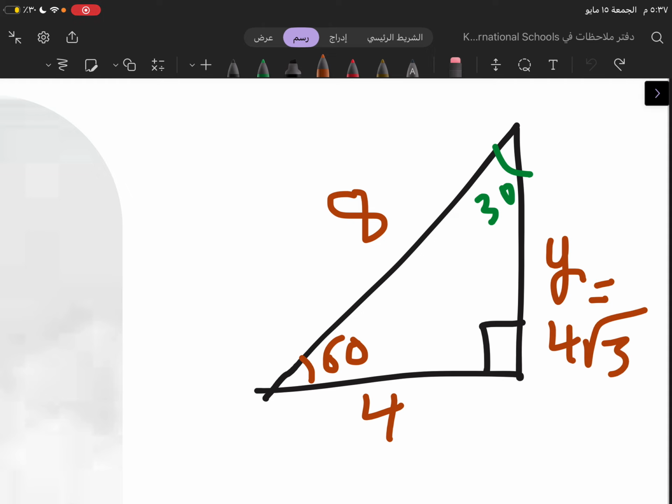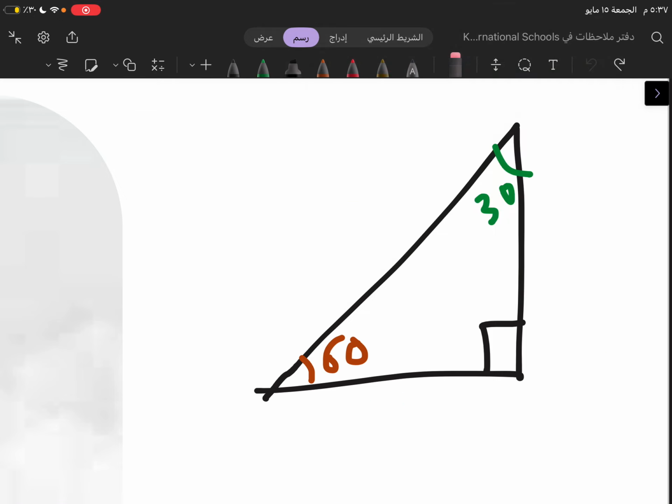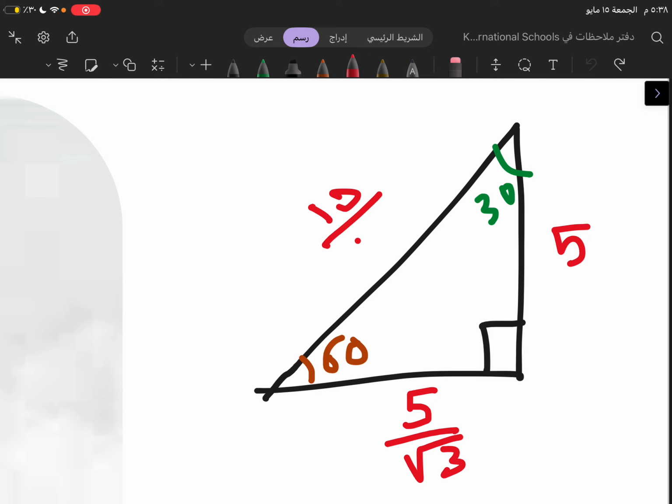Now the hardest situation, and it is not hard, my dear student, is if the medium is given, the one opposite the 60. For example, suppose it is 5. How can we do this? Actually, find the smallest, 5 over radical 3, and here 10 over radical 3. Why 10? Because the biggest, or the longest, is double the smallest, so I multiply the 5 by 2. Are we good? I hope so.